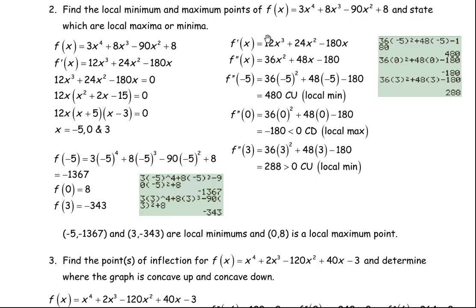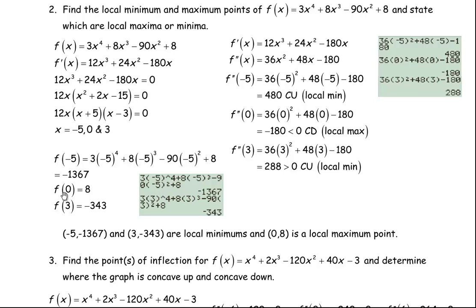So I'm substituting the 3 of these back into the original function just to find the y values, because it says points, not just the x coordinate, so we need the whole ordered pair. And so if I put negative 5 in place of x, 3 times negative 5 to the fourth, plus 8 times negative 5 cubed, minus 90 times negative 5 squared plus the 8 is negative 1367. I'm just showing the calculation here from my graphing calculator.